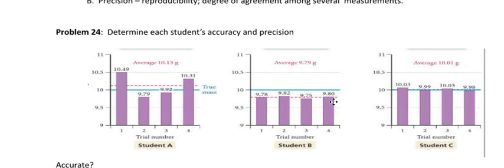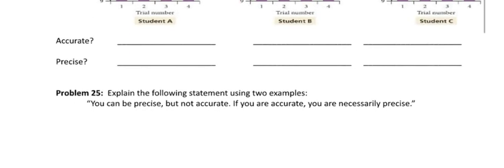So if you look at student C, well, probably no duh, the average is 10.01. The average is very close to the true value of 10. And if you look at all those values, they're really, really close together, so student C gets the gold star. They're both accurate and precise.